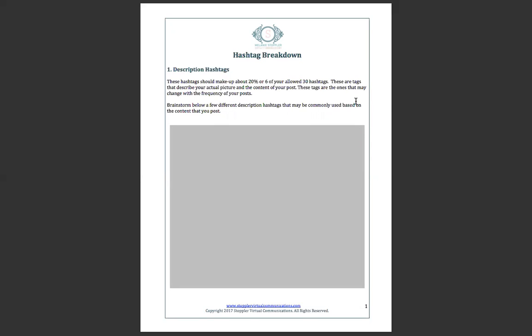So if we discuss the description tags first, these are tags that describe your actual content. To plan ahead for your description tags, you want to think about hashtags that describe the type of content that you generally share. You can think about hashtags that describe what it is you're selling, your service or your product. And maybe you have themes that you like to follow. You can use those to plan ahead for your description hashtags, or maybe you have certain days of the week where you share a certain type of post. Those are the type of hashtags you want to research for your description hashtags.